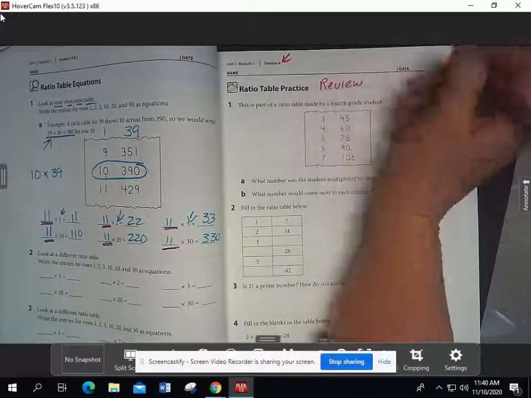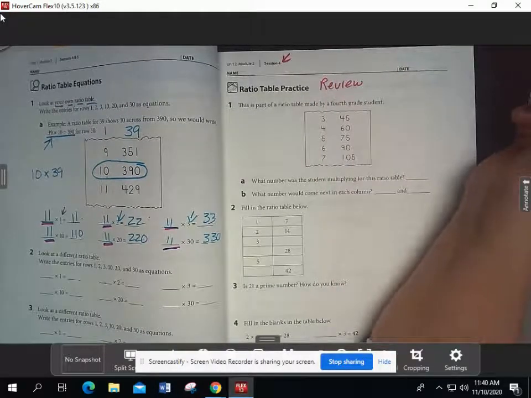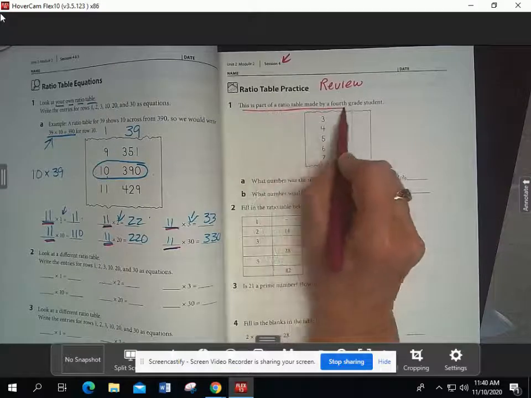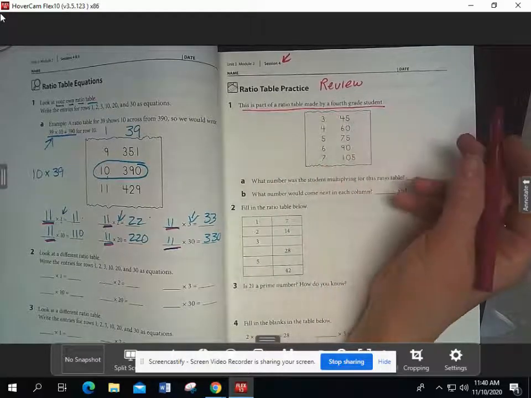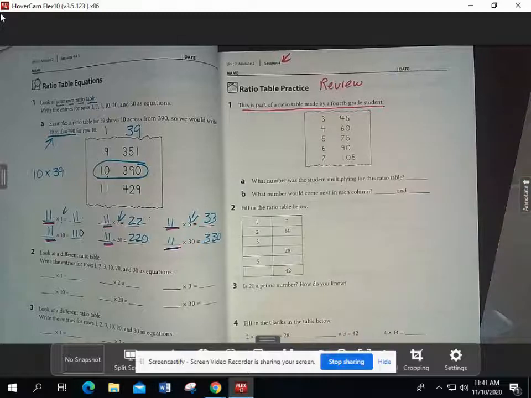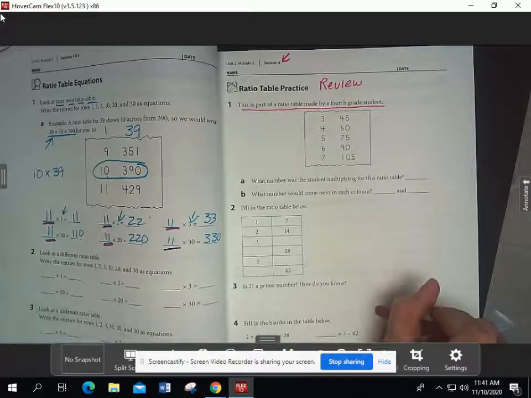I want everyone to listen to me right now. It says, look at this. This is part of a ratio table by a 4th grade student. We don't have a 1. What kind of ratio table is it? Somebody's shrugging their shoulders. They don't know. How many of you don't know? How many of you want to find out? Because there's a way to find out. David's being brave. My goodness.